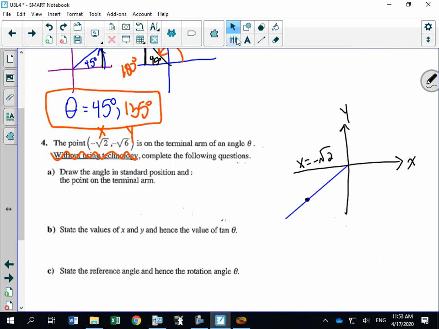Let's label our point. So for these questions, we always draw our point, and we always label our point. They want x to be negative root 2, y to be negative root 6. From there, always draw your triangle. So vertical line up to your x-axis. Now let's label our triangle. X is negative root 2. Here's my y, and my y is negative root 6.